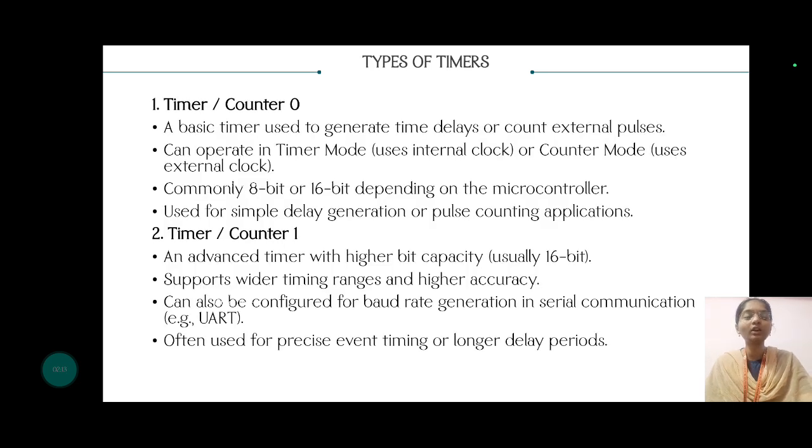Types of timers. There are different types of timers available in controllers. Timer counter 0 is a basic timer used for simple delay generation or counting external pulses. It can work in either timer or counter mode and is usually 8-bit or 16-bit. Timer counter 1 is a more advanced timer, generally 16-bit, that supports wider range and higher accuracy. It can also be used for baud rate generation in serial communication systems like UART.